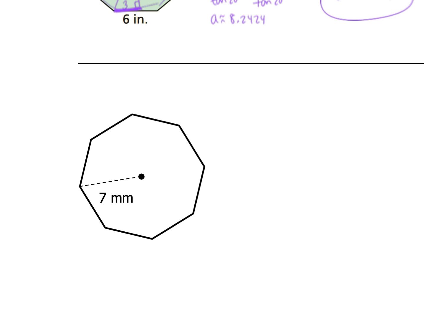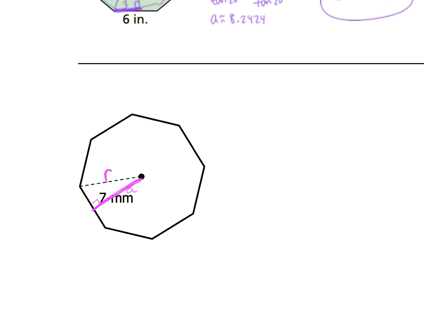So the apothem connects the center to the middle of one of the sides. That's not the apothem. That's the radius. So here I know the radius is 7, so that's my R. So now I'm going to draw my right triangle. I need the apothem, so that's the apothem that I don't know. They're trying to tell me the radius is 7.